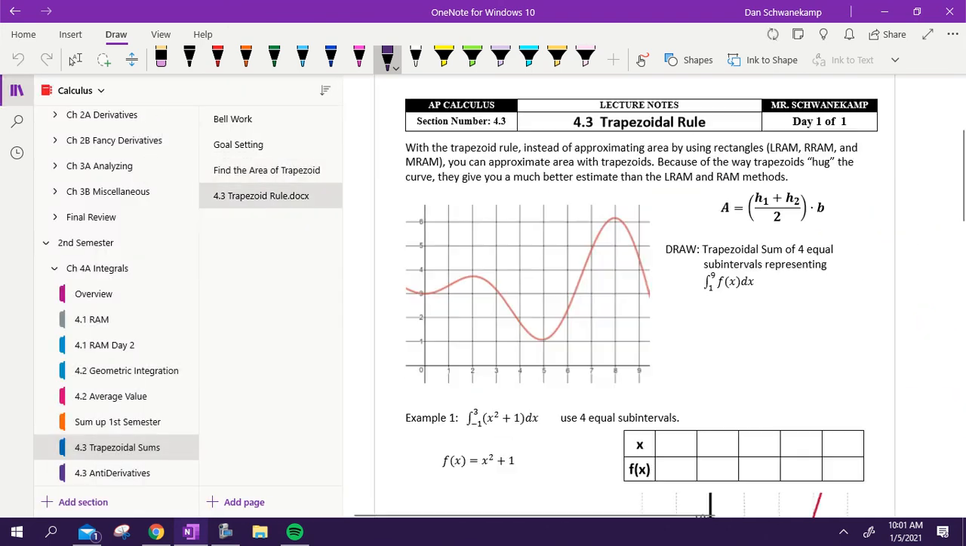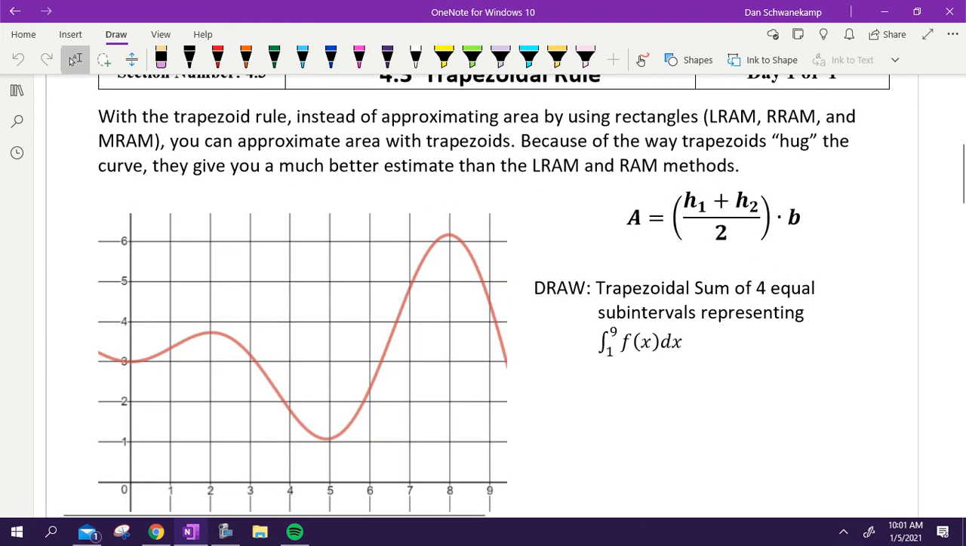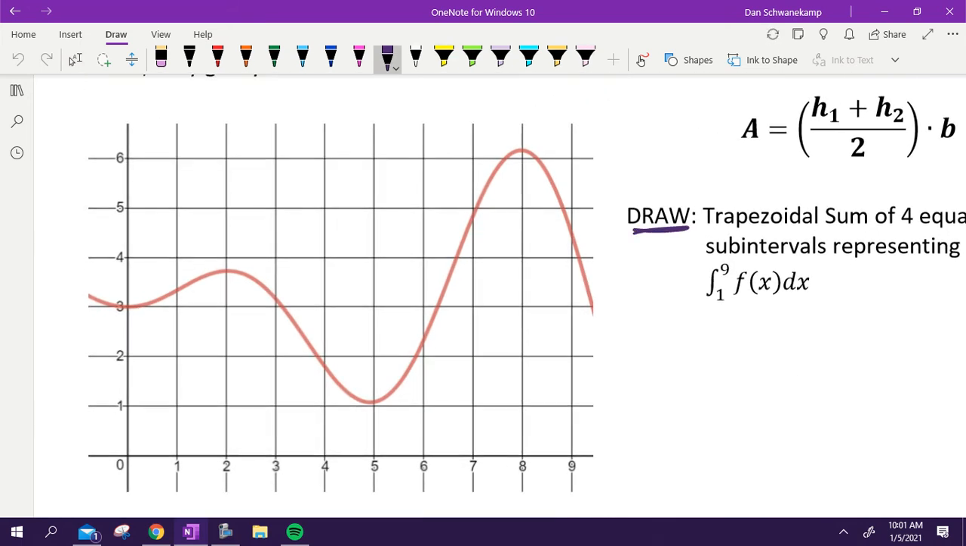So look at those notes that I passed out to you. Let's go through those. Trapezoidal rule. This is just like LRAM and RRAM. Okay? It's a little bit more complex, but not a whole lot. What we'll find is it's a better representation of our data. So this first problem, all we are going to do is draw. We're not actually going to find the answer. We're just going to draw it.